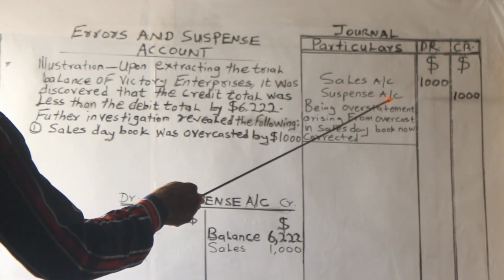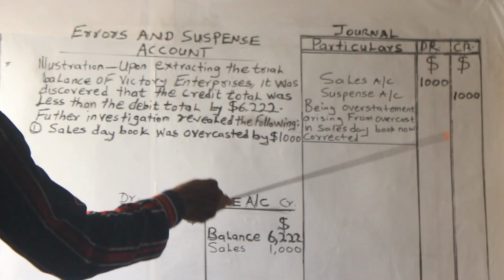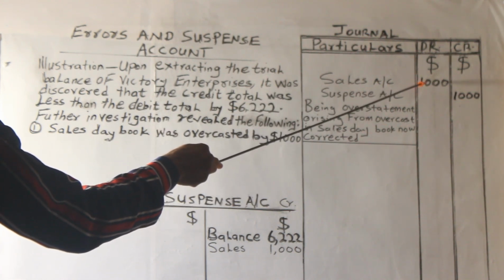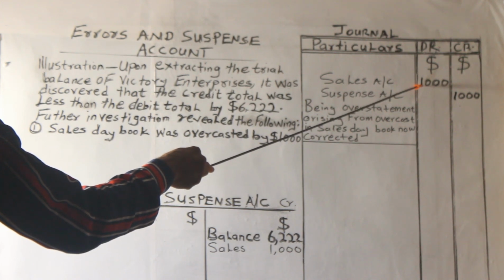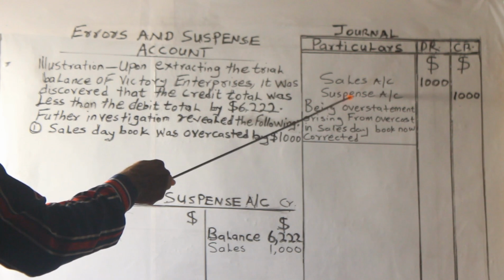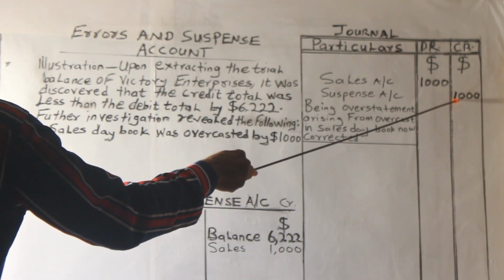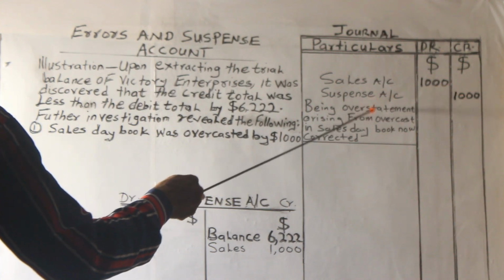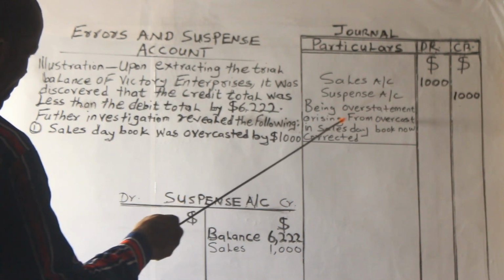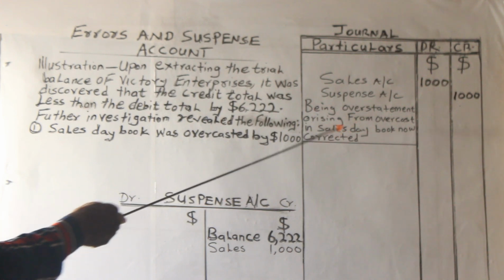The ledger that I used to demonstrate the correction of error in the Suspense account, you see that it is on the credit side. If in the process of correcting the error the sales account was debited, then the sales account should be debited in the journals, which represent the trial balance. And if the Suspense account is credited during the correction, then it should also be credited as we have done here. Then you make your narration: overcast, overstatement arising from overcast in sales account debit, now corrected.